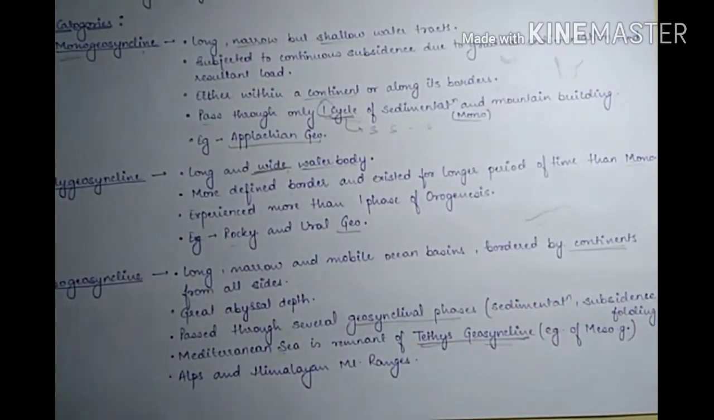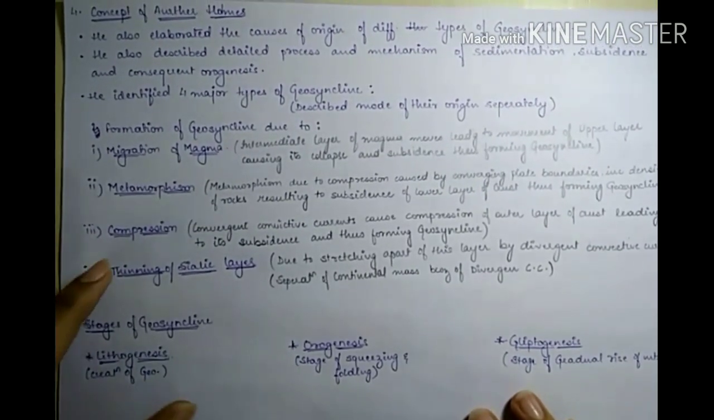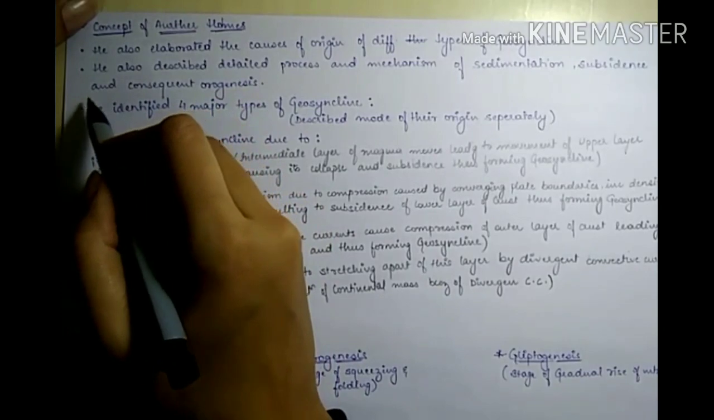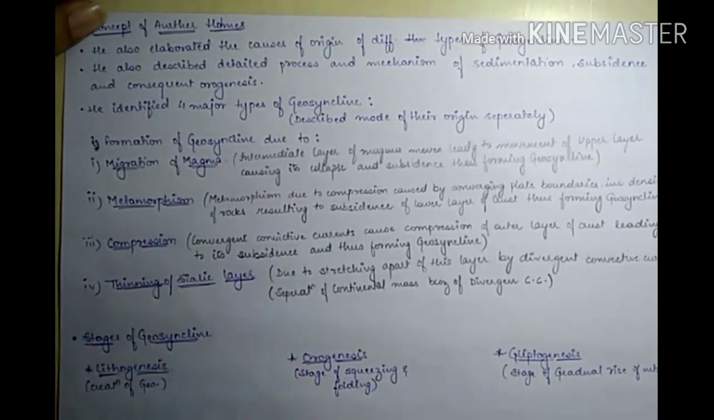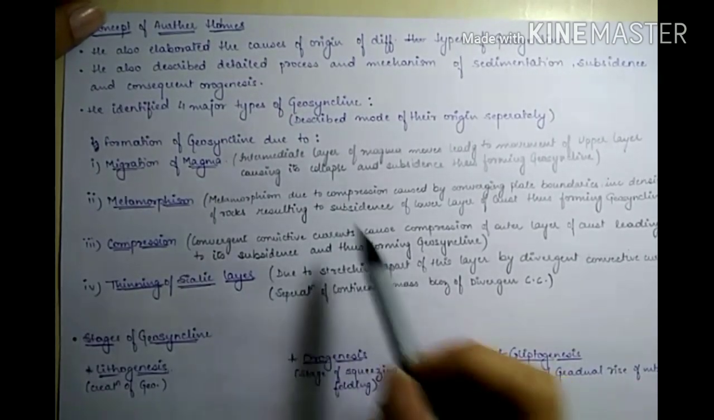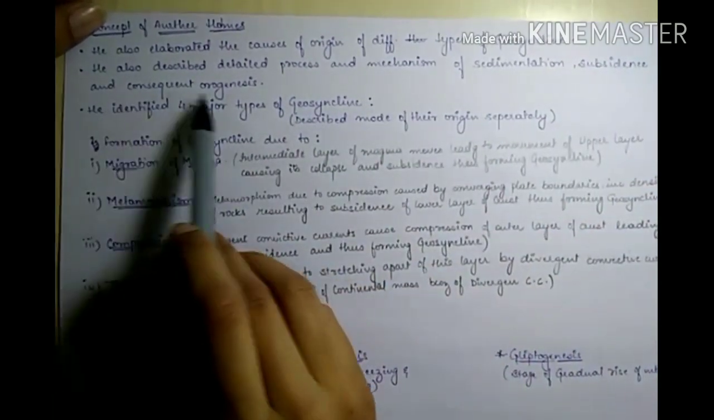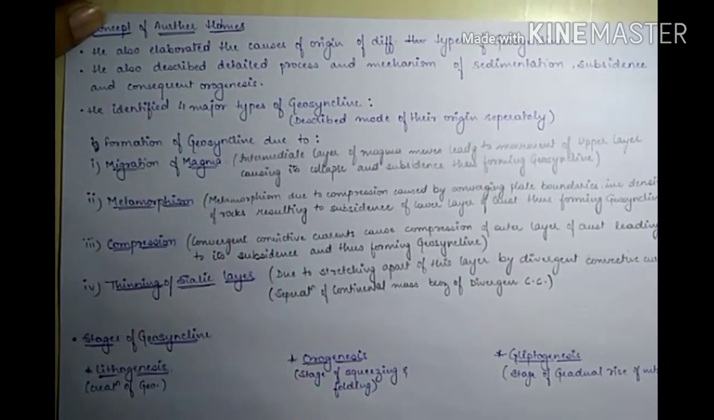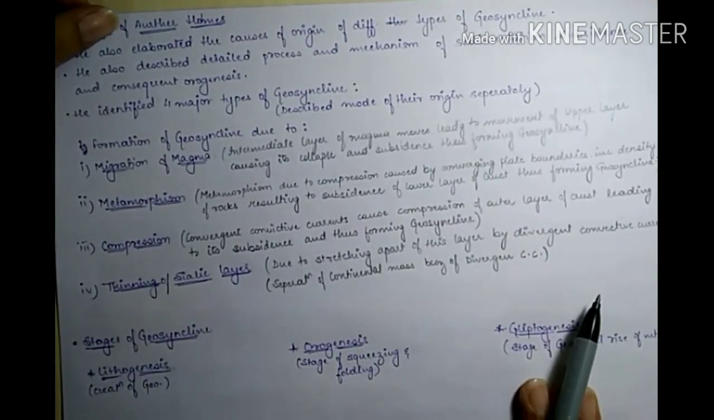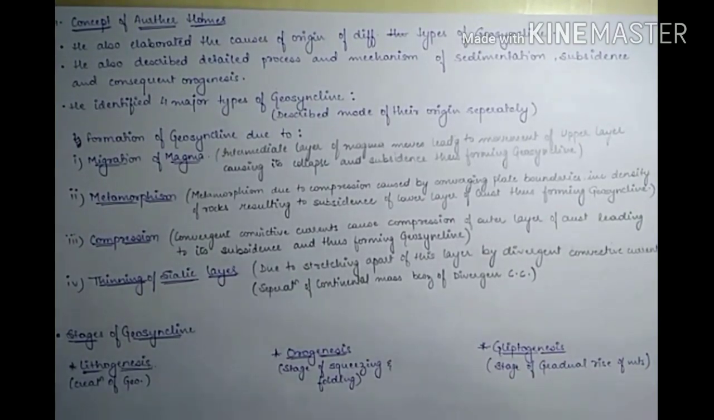Now let's head on to the last concept, that is the concept of Arthur Holmes. So like Schuchert, he also elaborated the cause of origin of different types of geosynclines, and he also described the detailed process and mechanism of sedimentation, subsidence, and consequent orogenesis. So he identified four major types of geosynclines, and he described them on the mode of their origin separately.